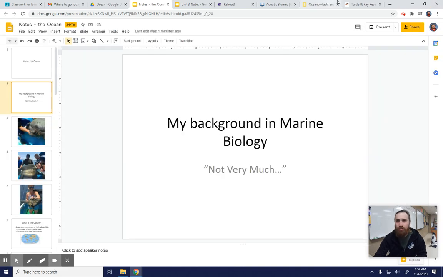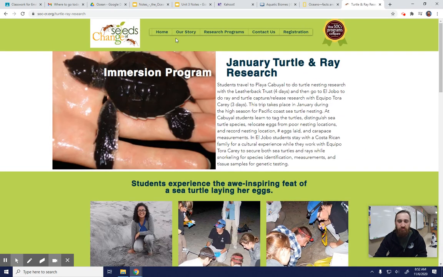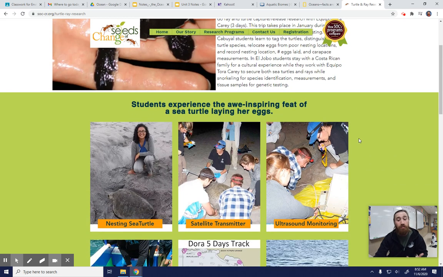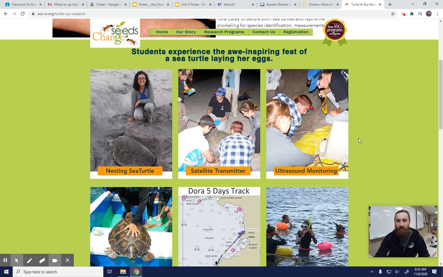When I was in high school, I went on a trip to Costa Rica with a program called Seeds of Change, which is the program we actually had here two years ago. I was lucky enough that after my first-year program, they had a turtle tagging trip that winter, so I was able to go.